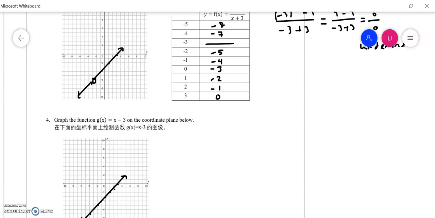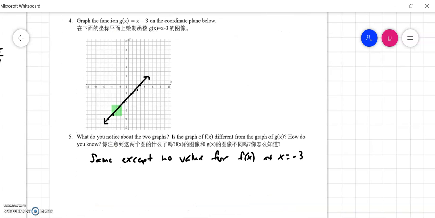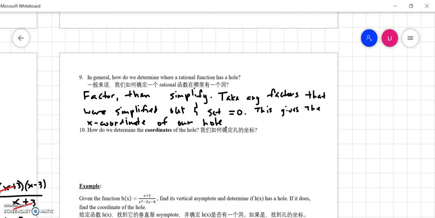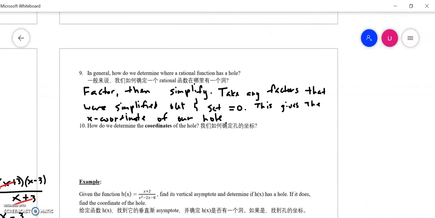Where the hole is up here, there's actually a point down here. So what we can actually do is we'll use the second graph to help us because there's actually a point there. Now this graph, this was x minus 3. How did this relate to our original function? This was a simplified version. So what we're going to do is take the simplified function to find the y coordinate.